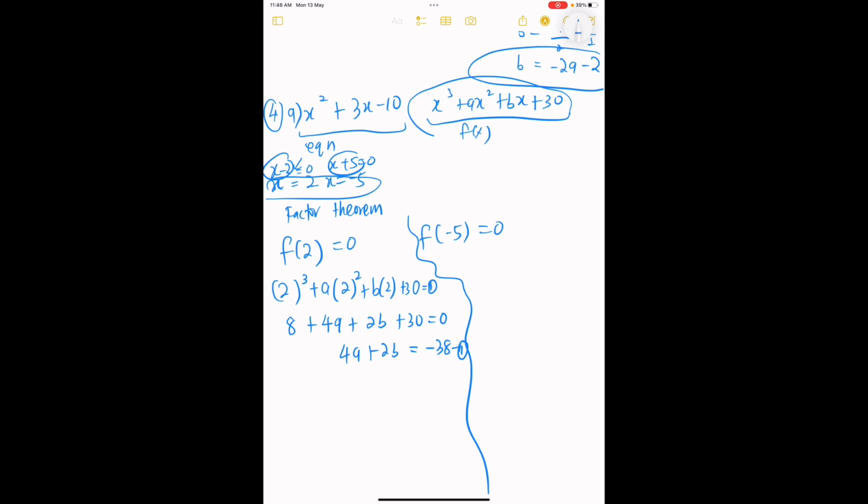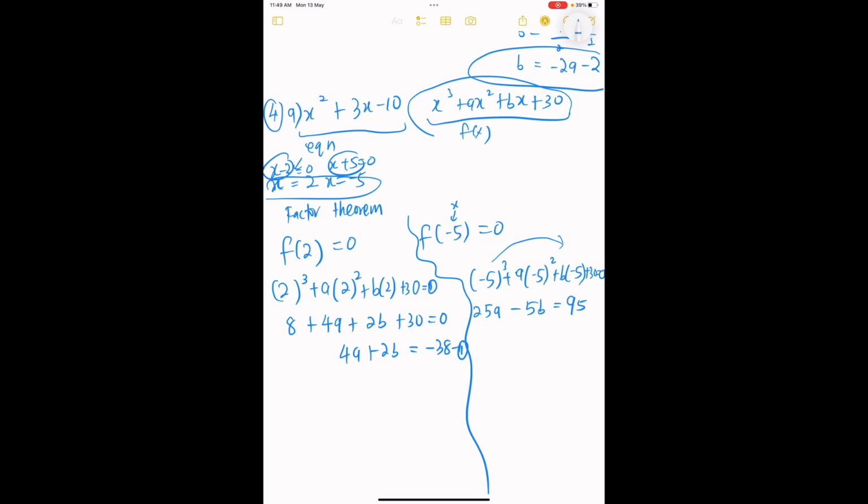So when you put minus 5, you change x, this x, to minus 5 in the equation. So minus 5 power 3 plus a times minus 5 squared plus b times minus 5 plus 30 equals 0. Okay, when you solve the whole number, it will give you 25a minus 5b equal 95. Because this one I changed to the right. I put a and b at the left side and number at the right side.